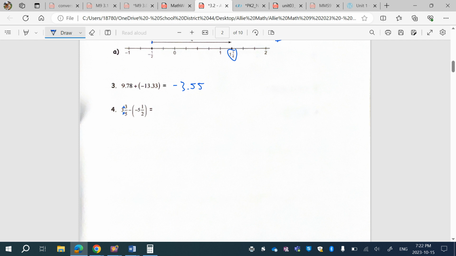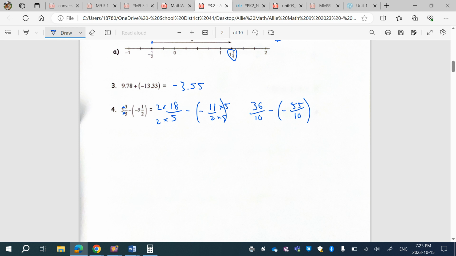5 times 3 plus 3, that's 15 plus 3 is 18 over 5. And that's going to be minus negative 2 times 5 is 10, plus 1 is 11 over 2. Now, to make these into the same denominator or common denominator, I need to times the top and the bottom by 2 here, and times the top and the bottom by 5 over here. We get 36 over 10 minus negative 55 over 10.